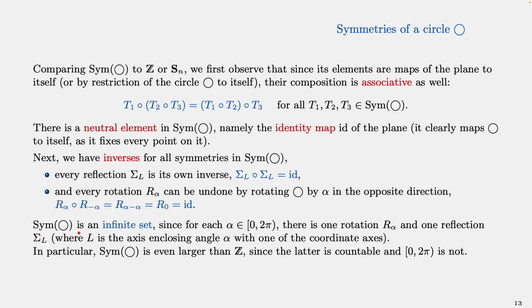The set of symmetries of the circle is an infinite set, since we have a rotation and a reflection for each angle alpha between 0 and 2 pi. Now, this set is even larger than the integers. Recall the integers were also an infinite set, but the integers are countable, whereas this interval from 0 to 2 pi is not a countable set. So this shows the symmetries of the circle are significantly larger than the set Z.